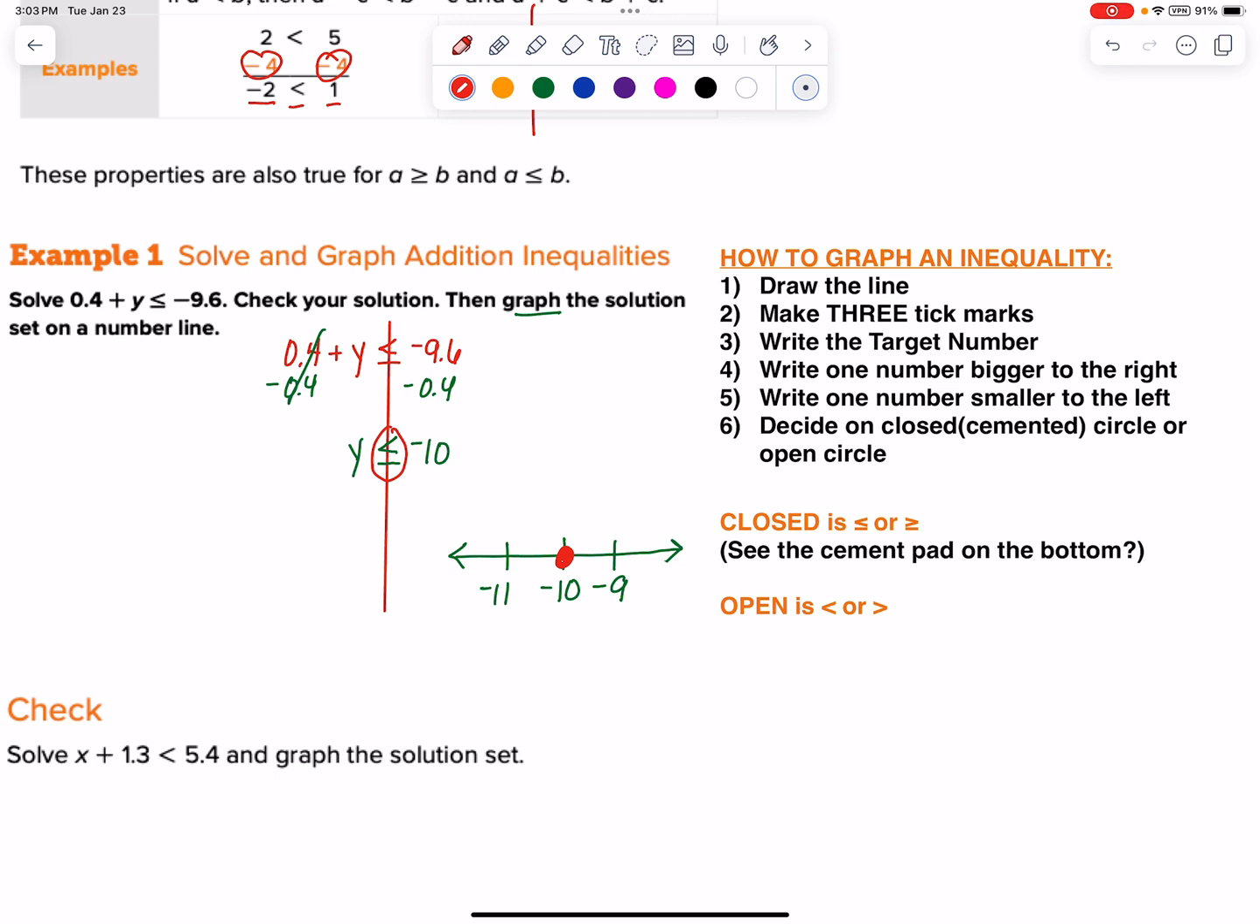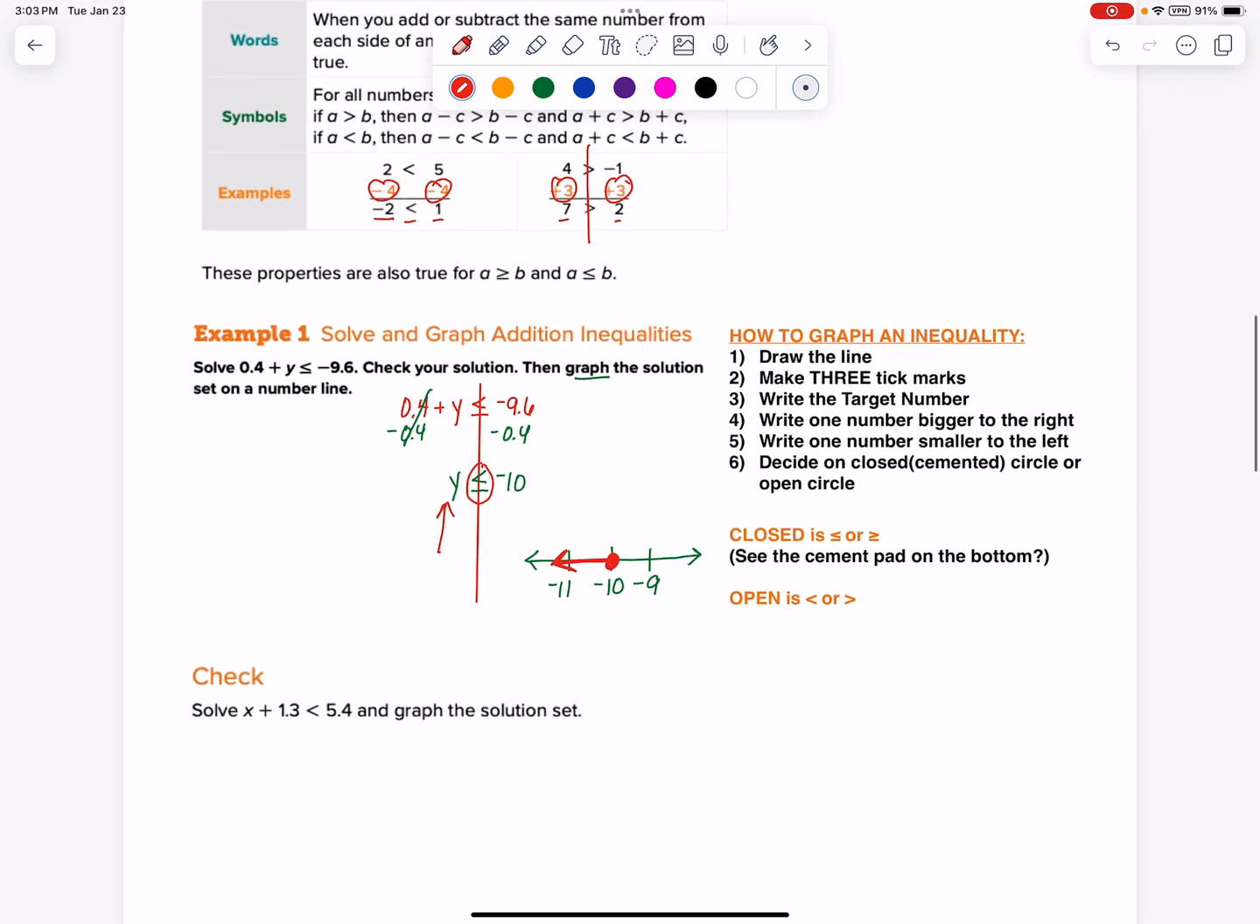Because it says less than, we're going to go to the left, and you have to really darken it in, okay? And you don't have to go that far. And then -10. What that means is anything you put in here, as long as it's less than or equal to -10, the statement will be true. So that is how you create the graph for those.